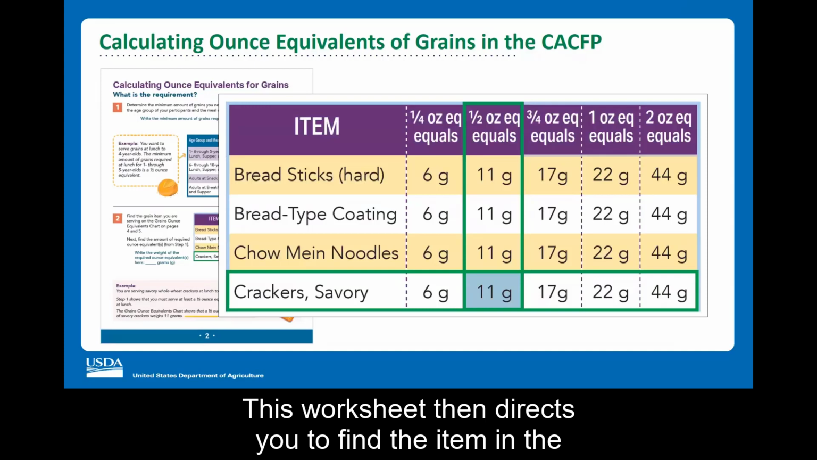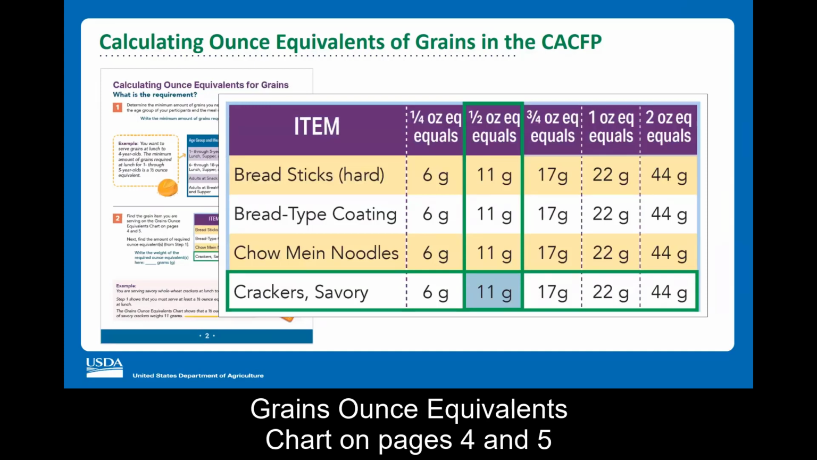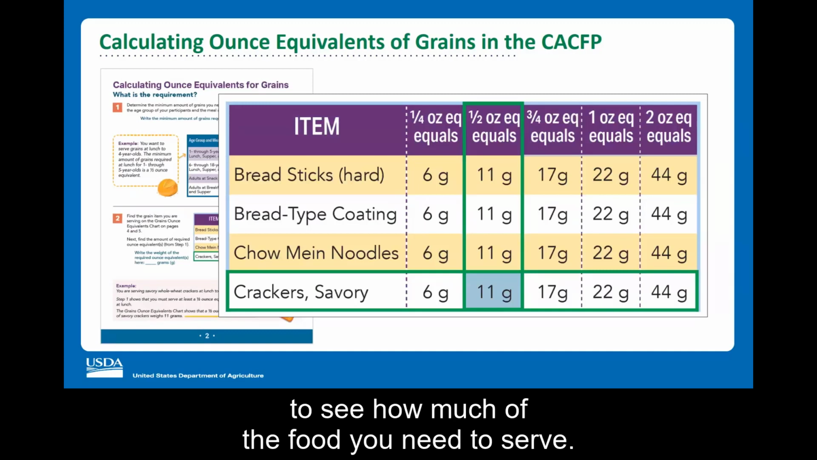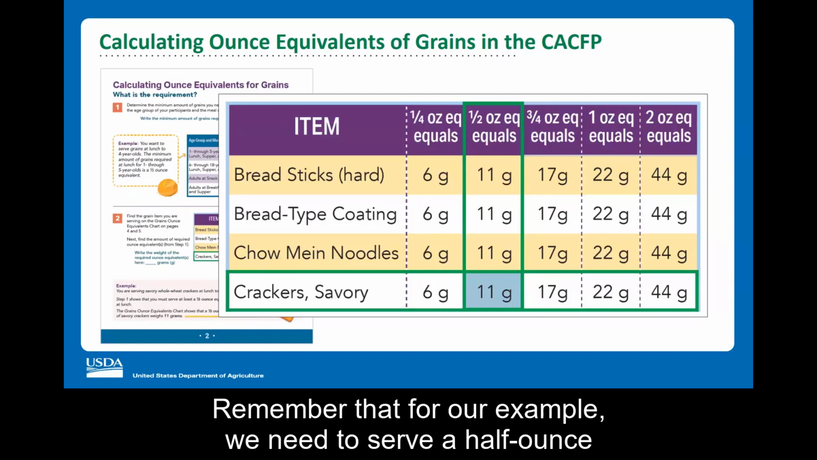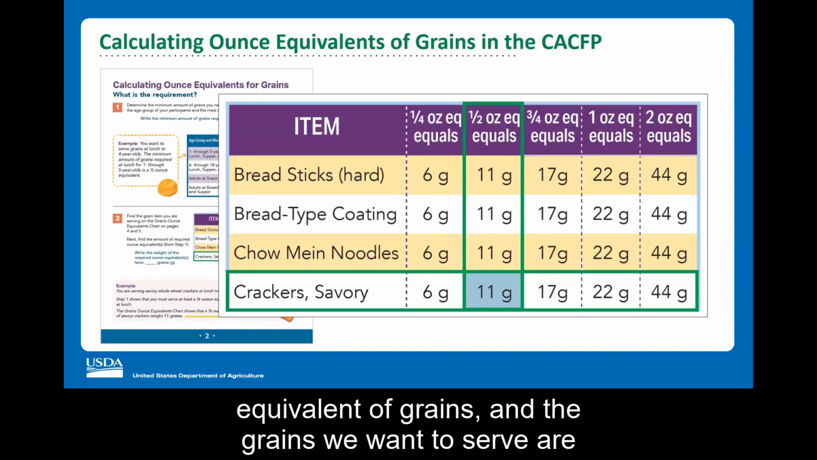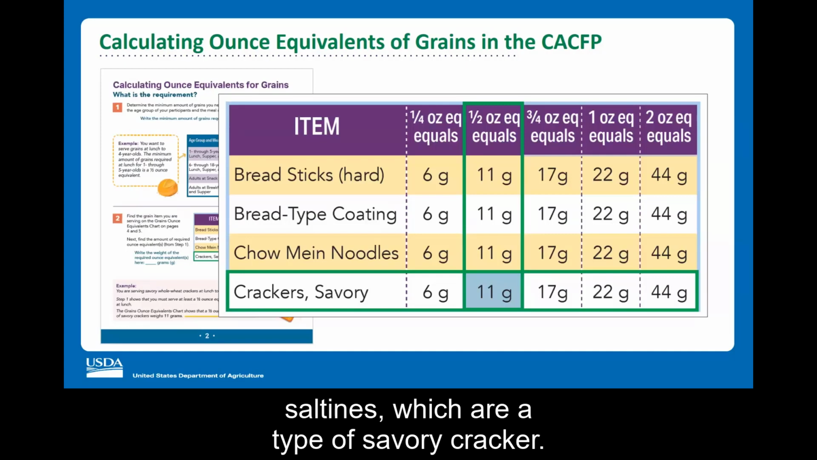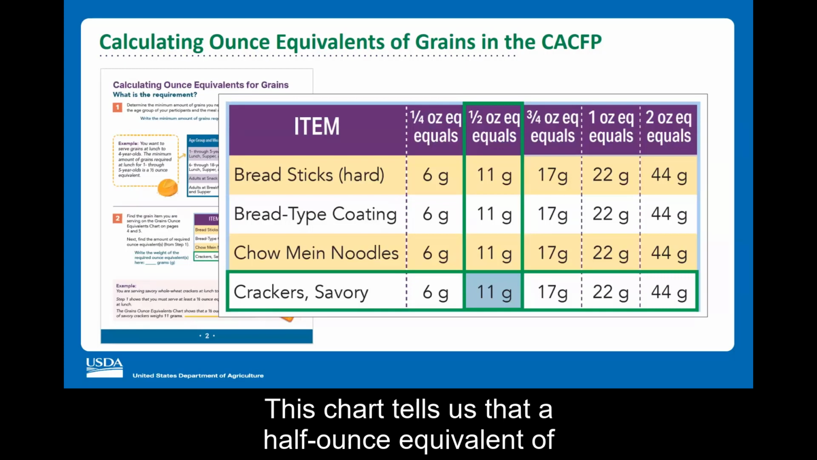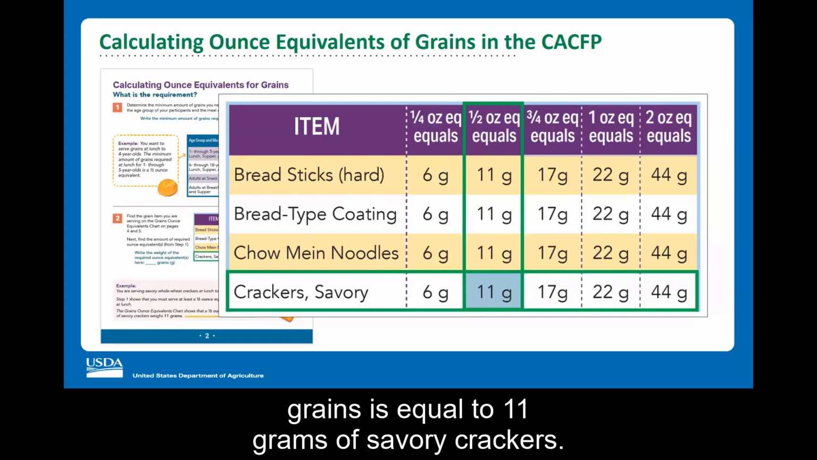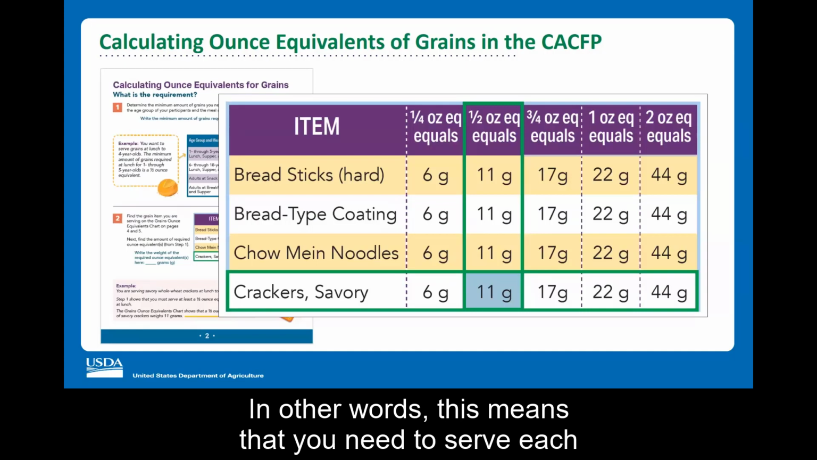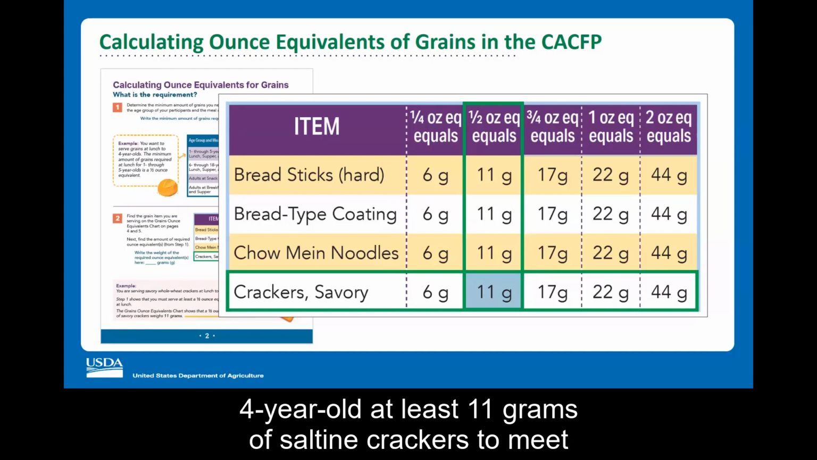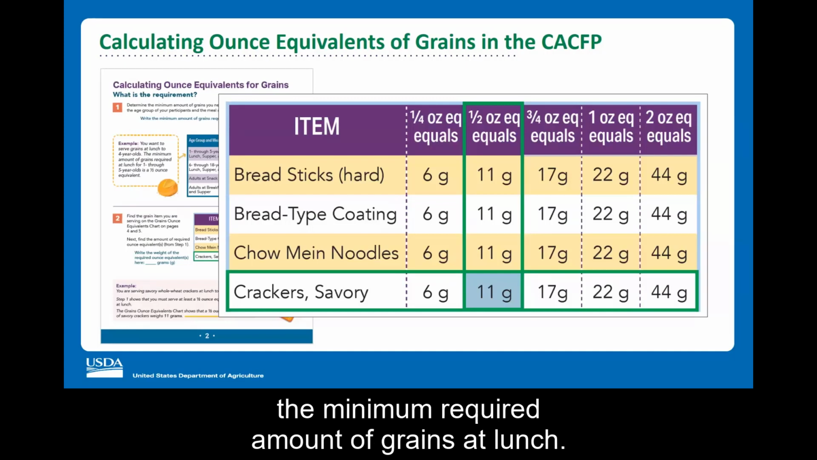This worksheet then directs you to find the item in the grains ounce equivalence chart on pages 4 and 5 to see how much of the food you need to serve. So remember that for our example, we need to serve a 1/2 ounce equivalent of grains, and the grains we want to serve are saltines, which are a type of savory cracker. So this chart tells us that a 1/2 ounce equivalent of grains is equal to 11 grams of savory crackers. In other words, this means that you need to serve each 4-year-old at least 11 grams of saltine crackers to meet the minimum required amount of grains at lunch.